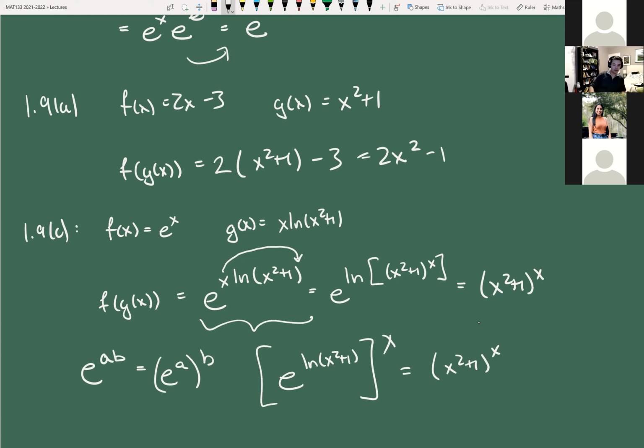Could you have brought it down next to the e? Depends on what you mean, but no, it's going to always end up working out as x squared plus 1 to the power of x. So you want to somehow bring the x down here. No? Okay, what did you want to do?